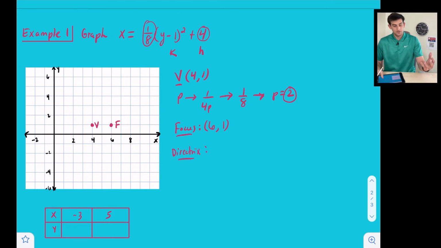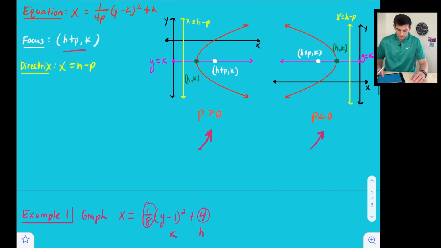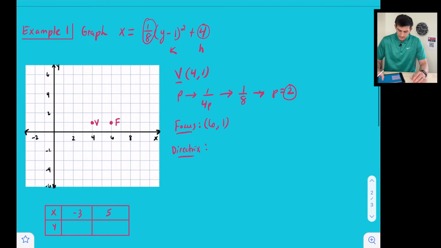Okay, now we could find our directrix. Okay, so for our directrix, remember that's going to be x equals a number, and we're going to subtract p from h. Okay, so once again, h was 4, so subtract, so we're going to get x is equal to 2. Okay, so we can put our directrix in there like this, and now we can go ahead and plug in a couple points to make our parabola.